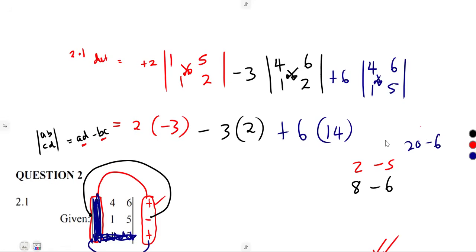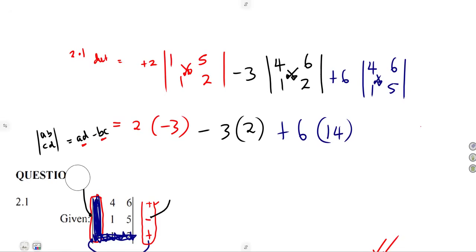Yes, positive 14. Then we combine, just for the sake of marks, because we need 4 marks here. Let us just expand also here. 2 times negative 3, that's negative 6. Negative 3 times 2, negative 6. 6 times 14, which is 84.